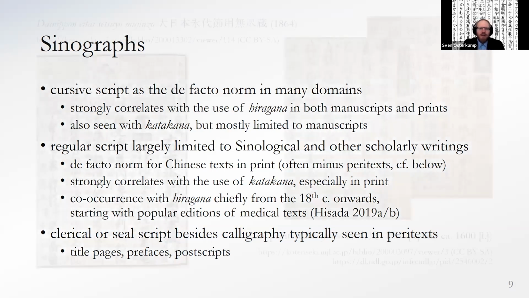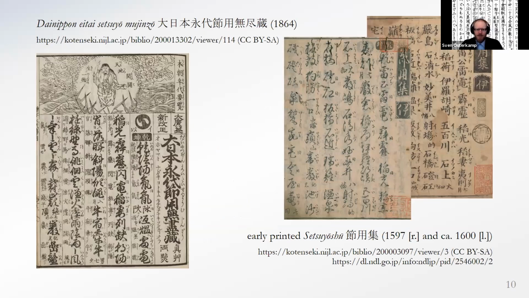So here are some illustrations of the correlations just mentioned from different editions of the popular dictionaries known as Faci. Originally, character dictionaries typically made use of regular script paired with katakana, and this was also the case here in the beginning, but already around 1600, editions for a wider audience start to appear that are in cursive script throughout, replacing the katakana with hiragana on the way.